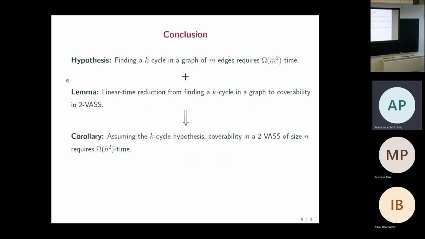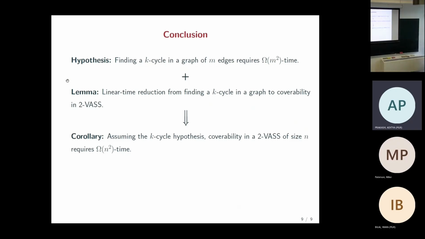And so what you can conclude from this immediately is, if you sort of believe the hypothesis that finding a k-cycle in a graph of m edges requires something like m squared time, I gave you a linear time reduction. It's linear time because when I copied the graph, I copied V1 twice, it's still linear. And I had this prefix and suffix, which were roughly the size of V1, that's all linear. And the number of edges in the original graph bounds the number of nodes and edges in the entire 2-VAS that I showed you.